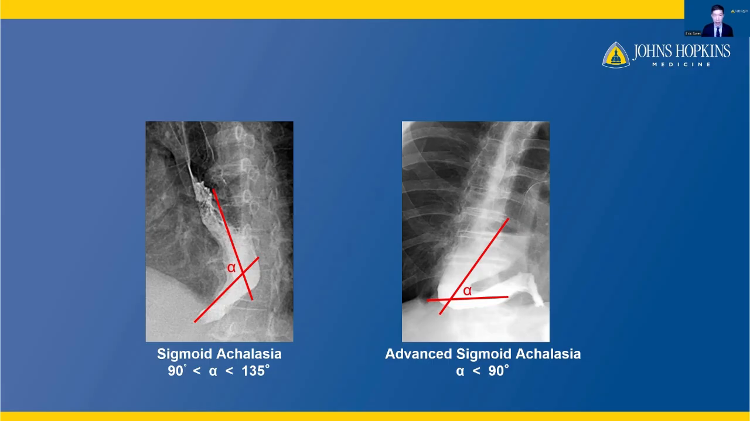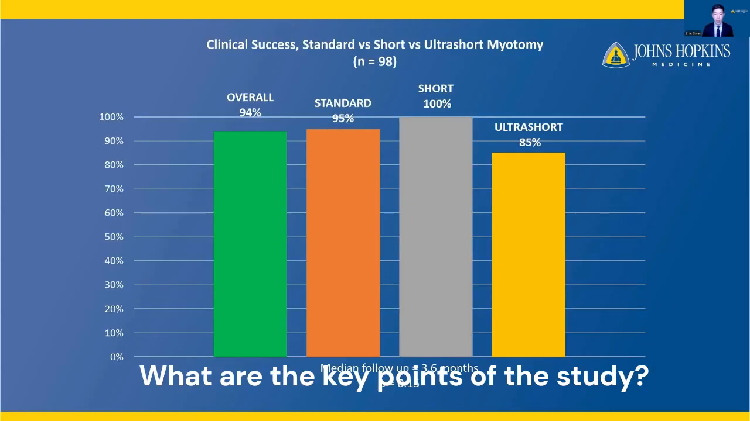After these patients were classified as having either sigmoid or advanced sigmoid achalasia, they were further evaluated to see whether they had undergone short or standard length myotomy, using a definition of short as a myotomy length of less than or equal to 4 centimeters. This definition was chosen based on precedent from looking at several other studies. So what are the key takeaways from this study?